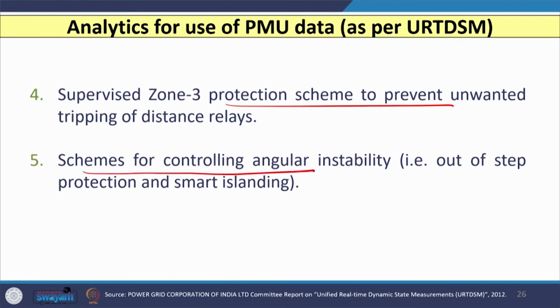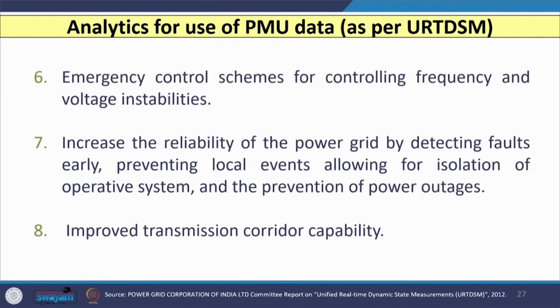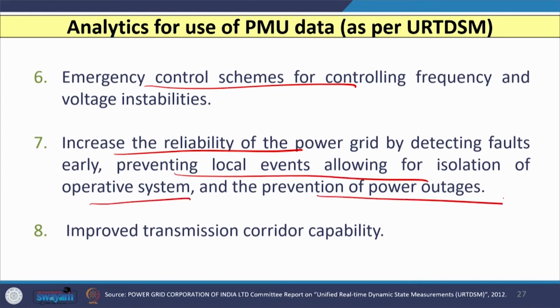And we can also design the schemes for controlling angular instability, that is out of step protection and smart islanding if it is there. And further we can also extend the use of PMU for emergency control schemes for controlling frequency and voltage instabilities. We can also increase the reliability of the power grid by detecting the faults at an early stage, preventing the local events, allowing for isolation of operative systems and maybe for the prevention of power outages.